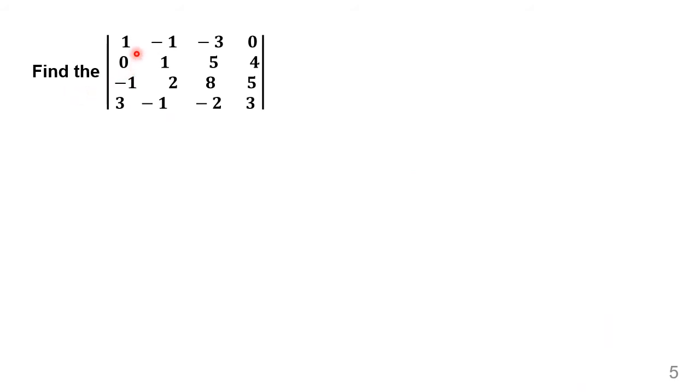Find the determinant of 1 minus 1 minus 3 0, 0 1 5 4, minus 1 2 8 5, 3 minus 1 minus 2 and 3. So let us take this as A. Okay, so we are supposed to find the determinant of A, whose solution will be given as A11 C11 plus A12 C12 plus A13 C13 plus A14 C14. So C11 are the respective determinant matrix.